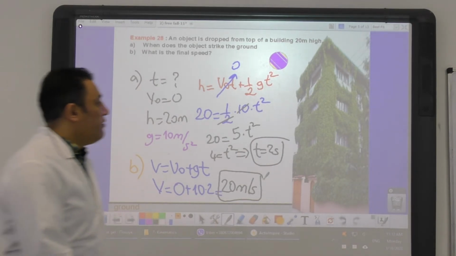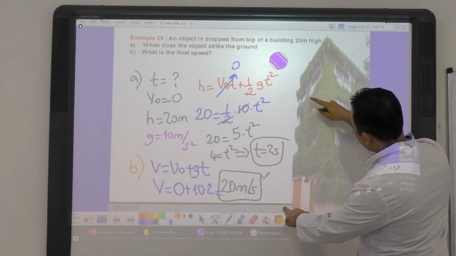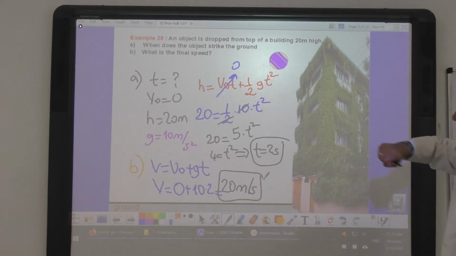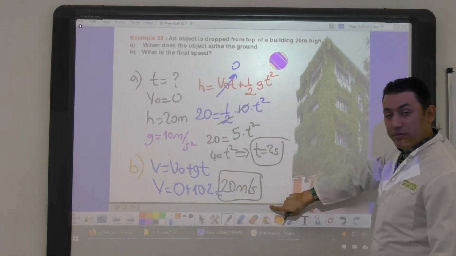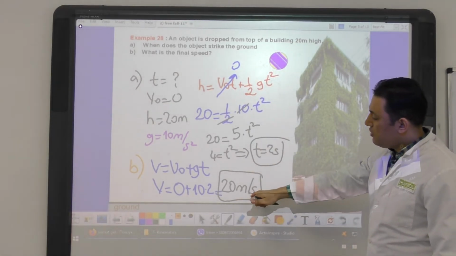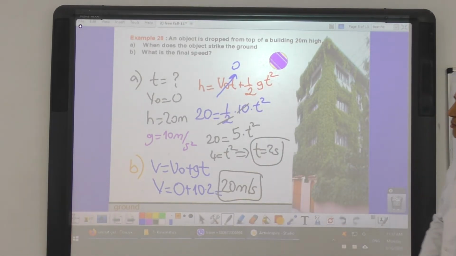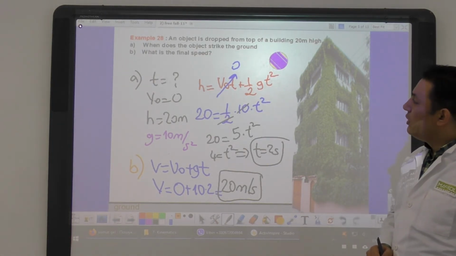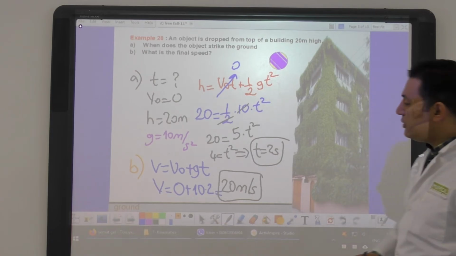So if I drop an object from 20 meters high, like from the 6th floor of a building, it's going to reach the ground after 2 seconds, and the final velocity of the object would be equal to 20 meters per second. This was it for example number 28.